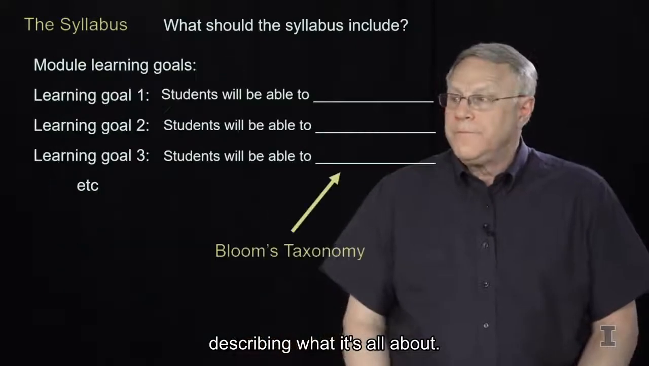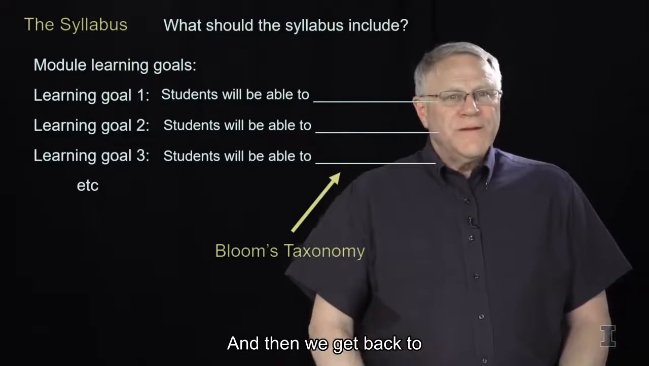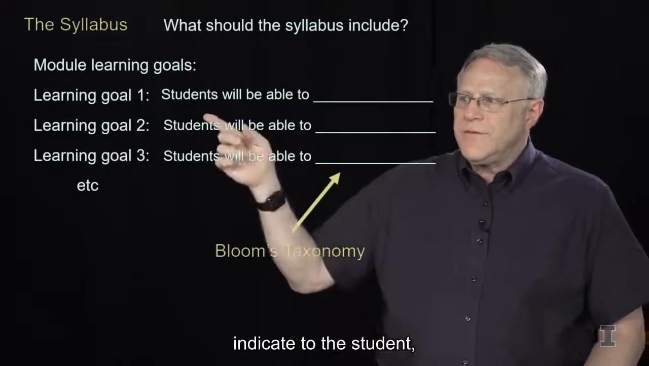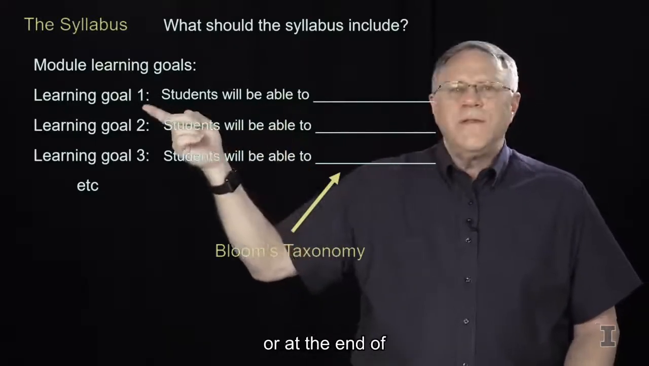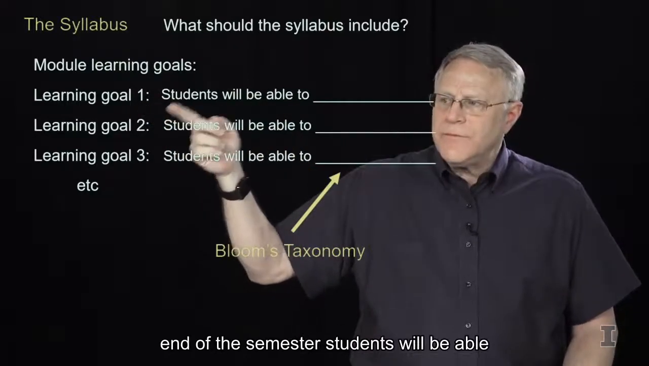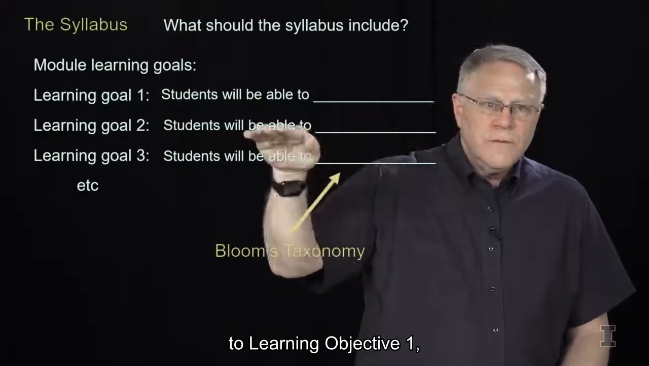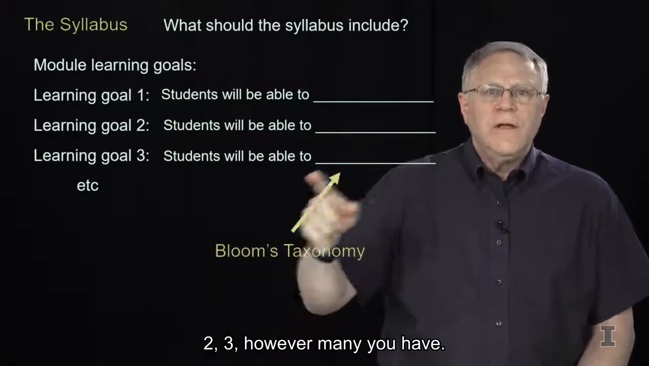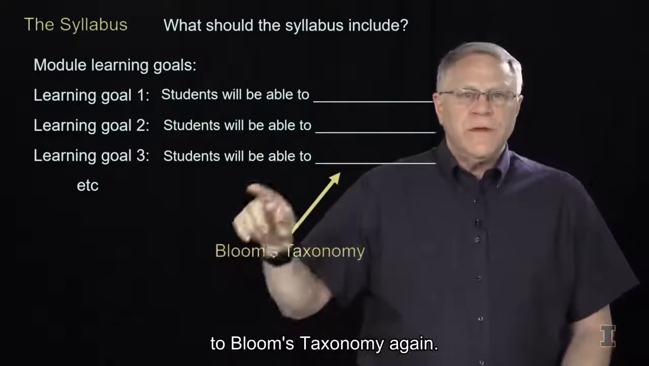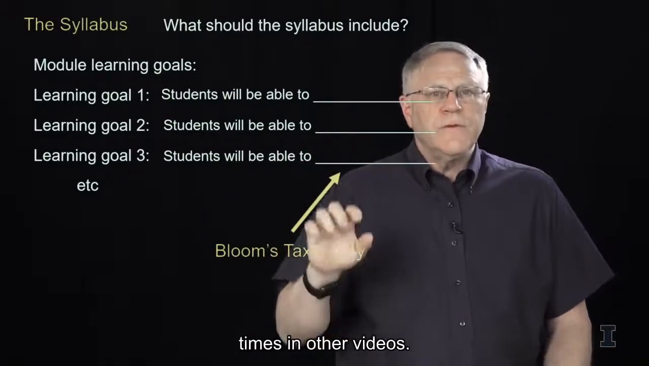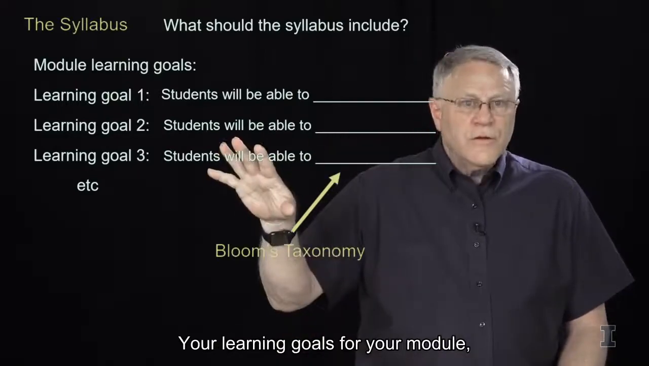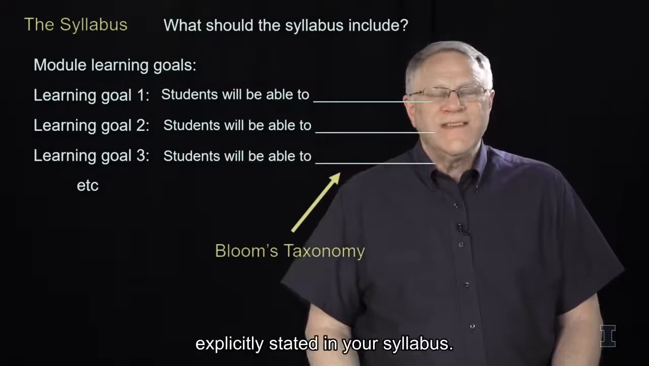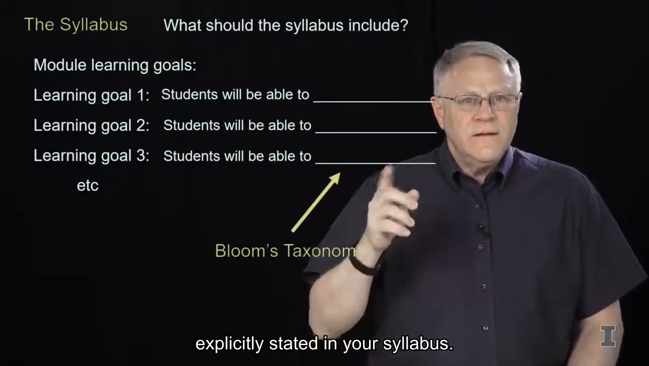And then we get back to Bloom's taxonomy and those learning goals, because you want to explicitly indicate to the students, at the end of the semester, students will be able to, learning objective 1, 2, 3, however many you have, and you're going back to Bloom's taxonomy again. We've hammered on this a number of times in other videos. Your learning goals for your module need to be explicitly stated in your syllabus.